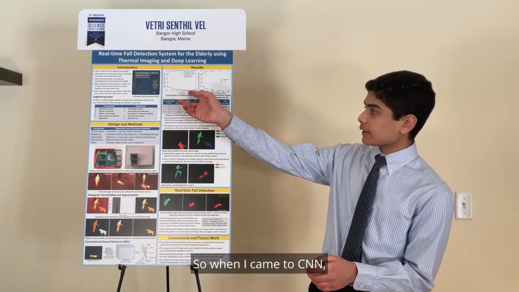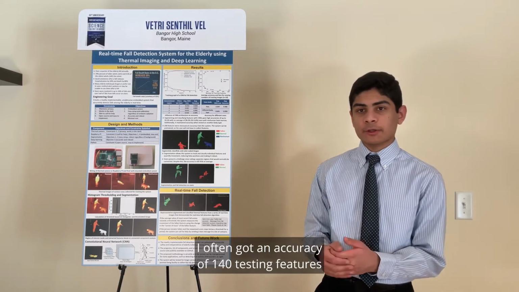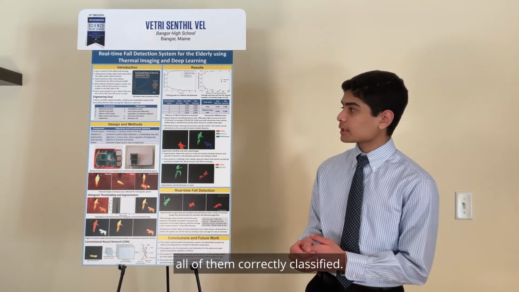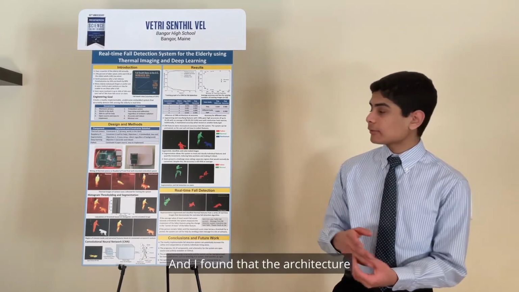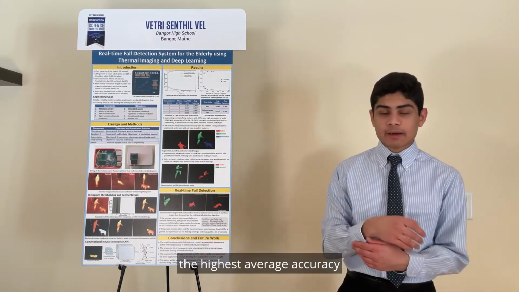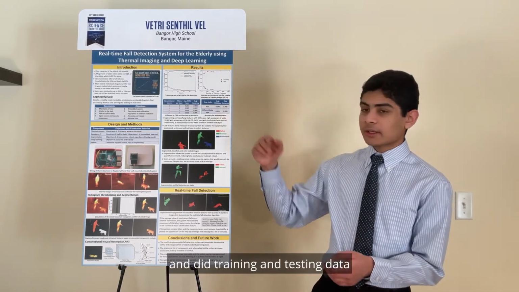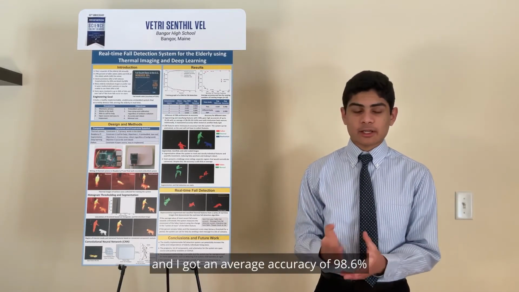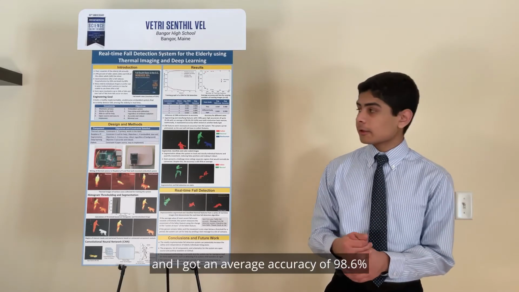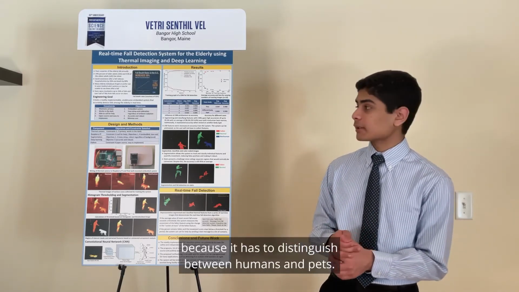So when I trained the CNN, I often got an accuracy of 100%, with all 140 testing features correctly classified. And this was promising, and I found that the architecture with one convolutional layer and 3 filters had the highest average accuracy, so I used it going forward. Then I introduced pets into training and testing data, and I got an average accuracy of 98.6%, which is still pretty high because it has to distinguish between humans and pets.